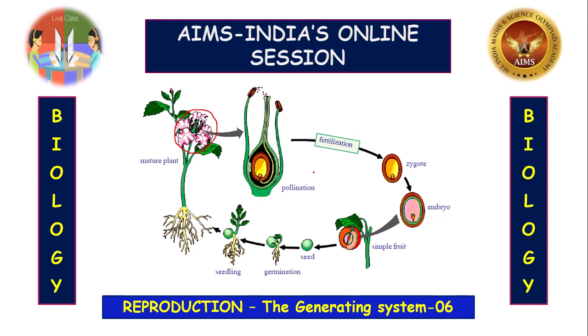So what is the male reproductive part of the flower? Stamens. The anther of the stamen produces the male gametes. What are the male gametes? Pollen grains. And what is the female reproductive part of the flower? Gynoecium or pistil. So ovary is the main female reproductive part. If the flower possesses both male and female reproductive organs, it is a complete flower or bisexual flower. If the flower possesses only one of the male or female reproductive organs, then it is a unisexual flower.